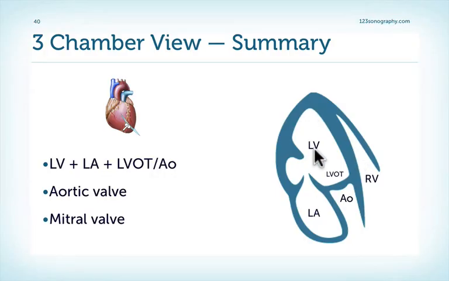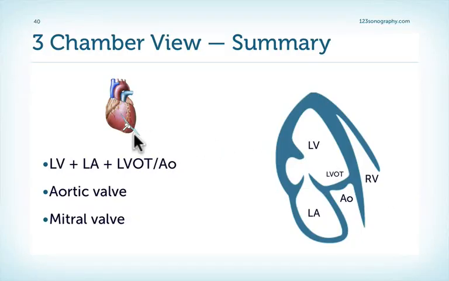The three-chamber view shows you the left ventricle, the left atrium, and the aorta and LVOT as the third chamber. We have a potential to look at the aortic valve and also the mitral valve. So both valves are seen at once. Portions of the right ventricle are also seen, but this is not the view where you would assess right ventricular function or problems located in the right ventricle.